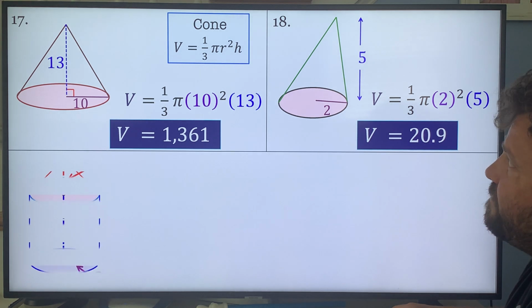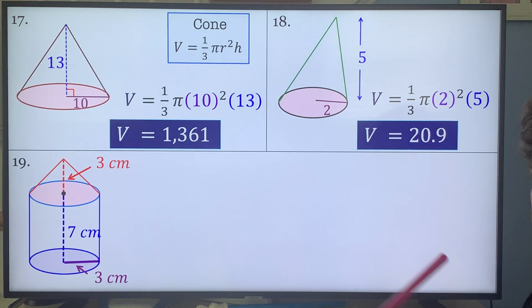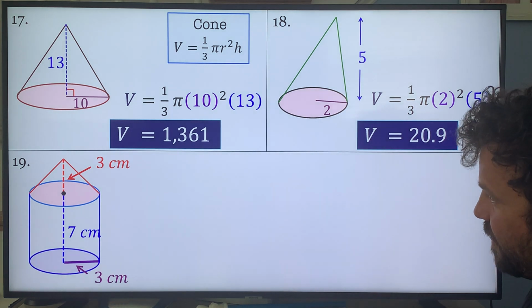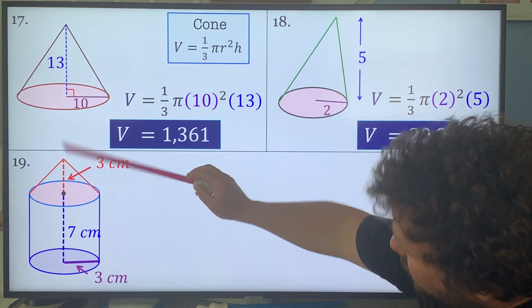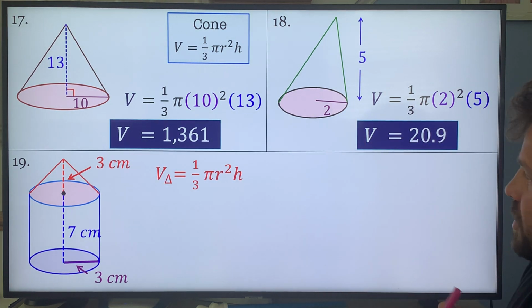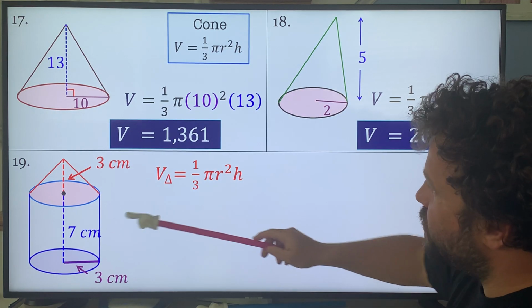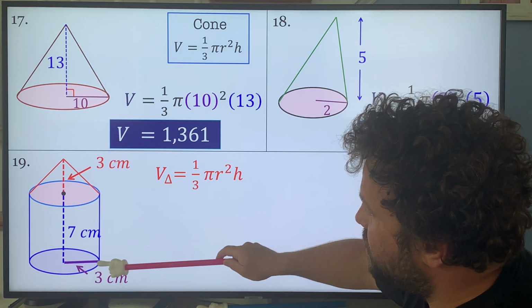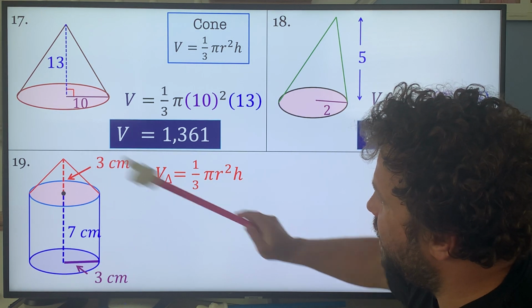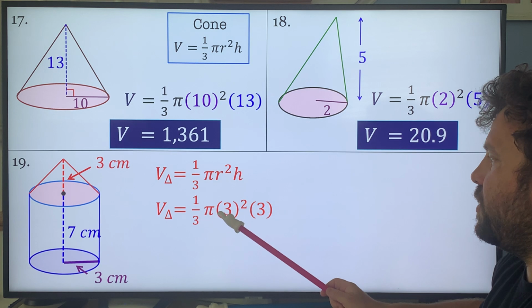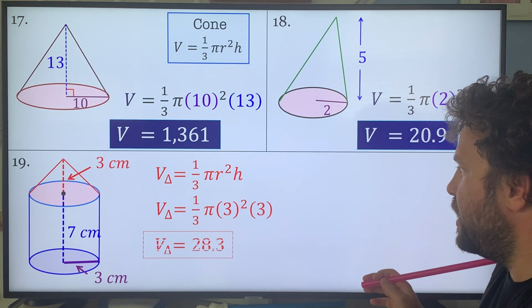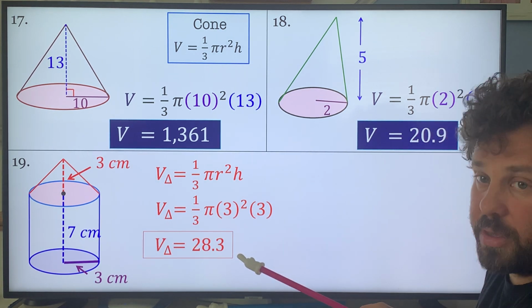Right? And finally, number 19. Not finally 19, there's 2 more after this, a composite. So this is a cylinder with a cone on top. So let's start with the cone. We know 1/3 pi r squared h. Radius is 3, because it's the same, and the height is 3. So 1/3 pi 3 squared times 3 is 28.3 cubic units.